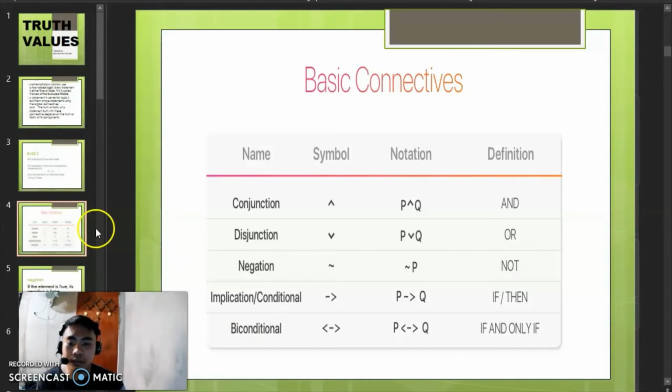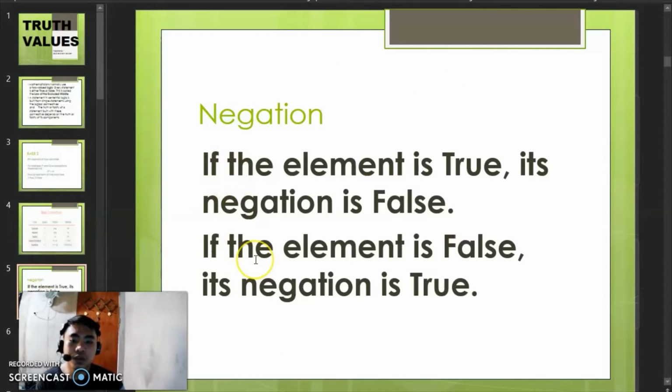Like, the first one in this line is the negation. So, if the element is true, its negation is false. If the element is false, its negation is true. Sabi po dito, kung ang element po ng ating proposition or ng letter ay true, kapag dating po sa negation, that will become false. Pero kapag ang element naman po niya ay false, pagdating po sa negation, that will become true.